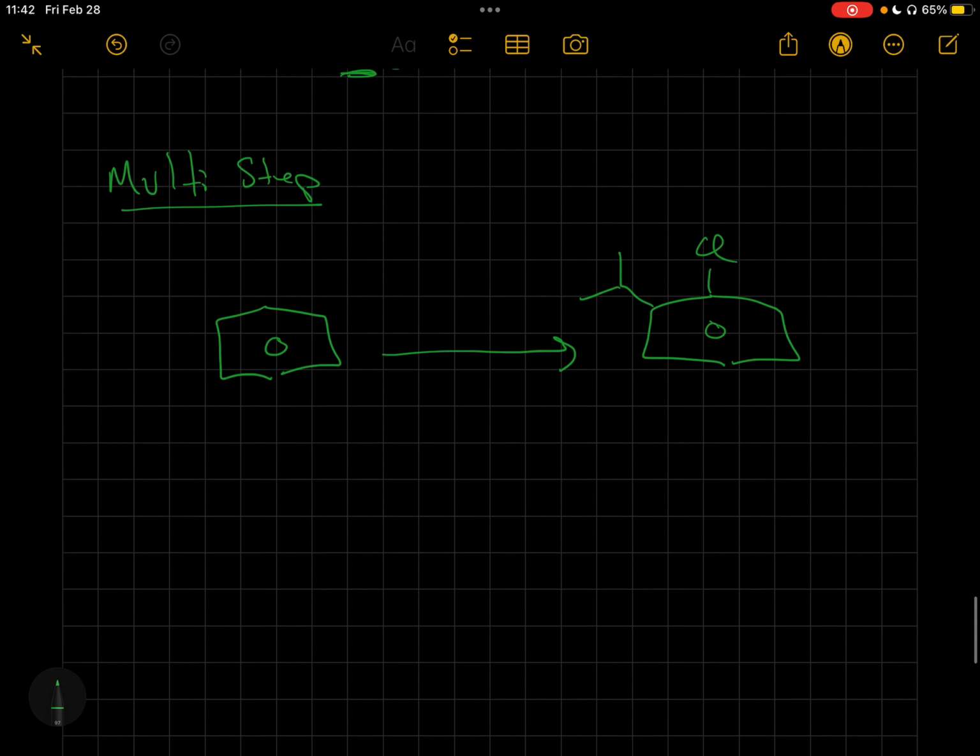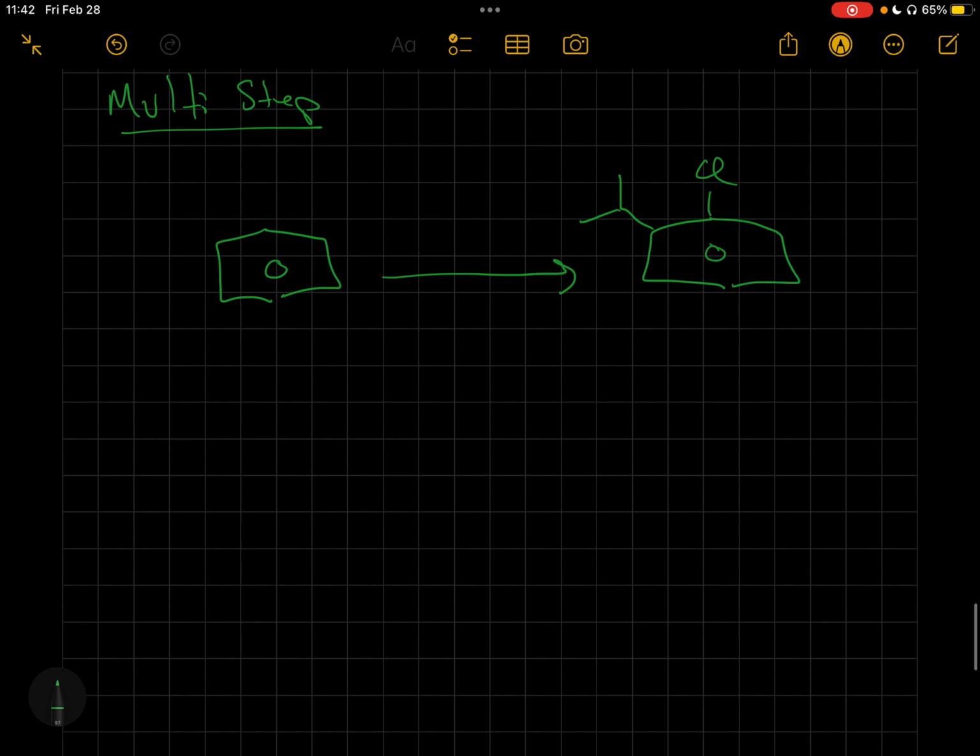Okay, I've got two multi-step problems, and I'm leaving you the two that are actually on the worksheet. I came up with two more for us to practice, so you get a little bit more practice. So we want to go from a benzene to something that has an isopropyl group and a chlorine attached. When we're thinking about these problems, we have to think about ortho-para directors, and of course, meta directors.